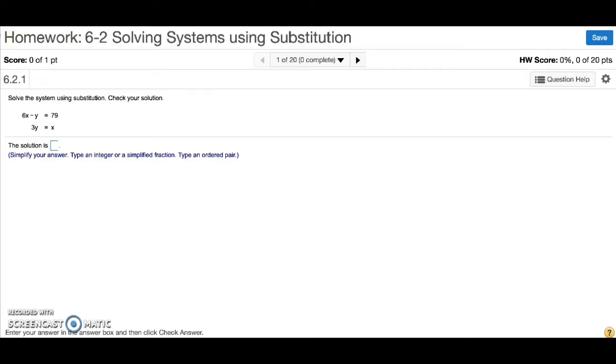Okay, solving systems using substitution. We have two equations here, and what we're going to do is manipulate one of them and substitute it into the other. Whenever we look at a pair of systems, we hope to find one of them already being solved for, like this one is already solved for x. So that means we could substitute it into the other for x. So let's take a look at that.